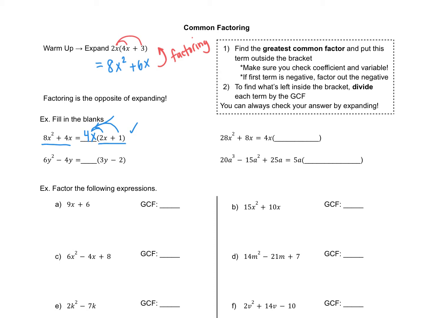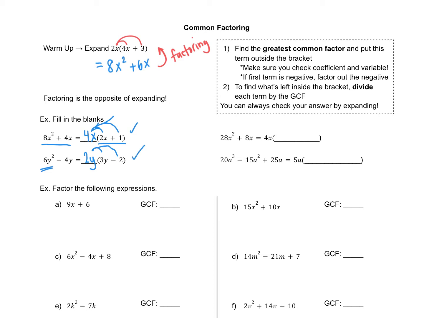6y squared minus 4y is going to equal something times 3y minus 2. So I'm going to start with the first one. I know something times 3y should give me that 6y squared. Well, 3 times 2 is 6, and y times y would give me y squared. And then just to double check, 2y times negative 2 is negative 4y, so that works.